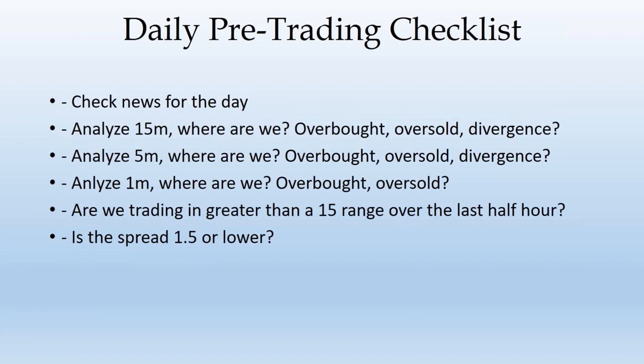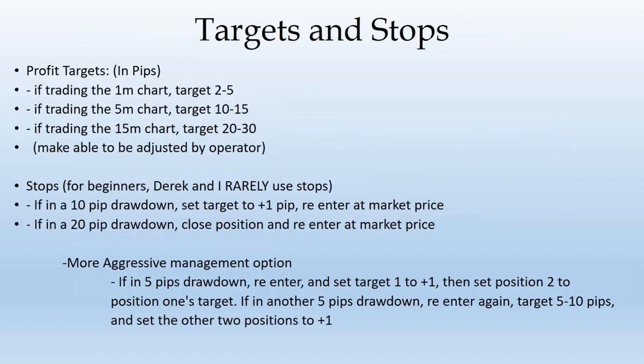Check news for the day. Analyze the 15 minute. Where are we? Overbought, oversold, divergence. Analyze the 5 minute. Where are we? Overbought, oversold, divergence. Analyze the 1 minute, your entry time frame. Where are we? Overbought, oversold. What are we doing? Are we trading in greater than a 15 pip range over the last half hour? Is the spread 1.5 or lower? Okay, these are important.